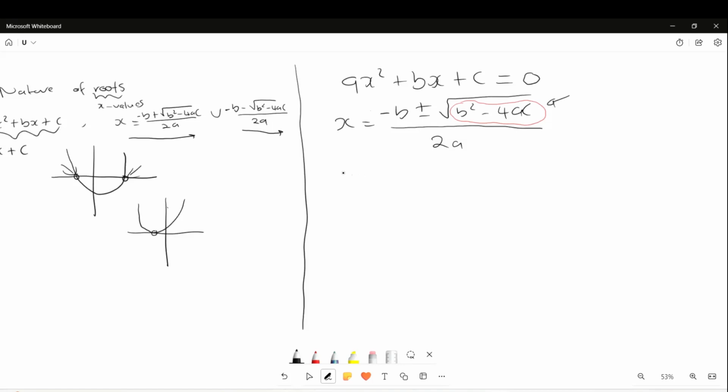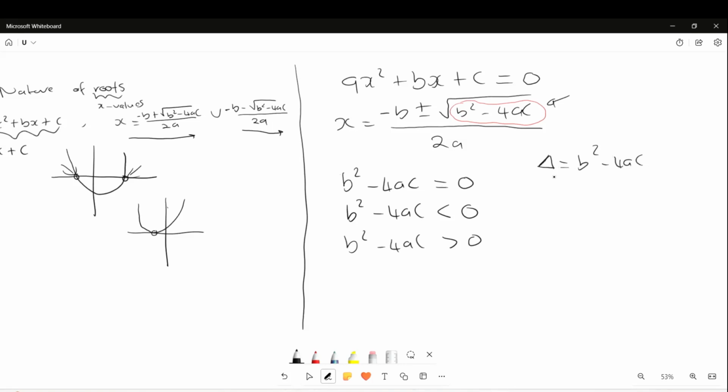Remember, we can have b squared minus 4ac equal to 0, right? We can have b squared minus 4ac less than 0, then we can have b squared minus 4ac greater than 0. So what's inside this root here is called the discriminant, which is denoted as delta, right? This thing here is denoted as delta. I can say this is the same as that.